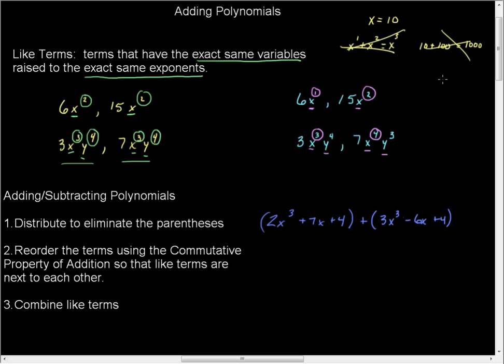All right, so now, how do we do this? Well, we can add tens and tens to come up with 2 tens, or 20. We can add 100s and 100s and come up with 2 100s, or 200. And we can add 1,000s, and we can continue this right down the line.